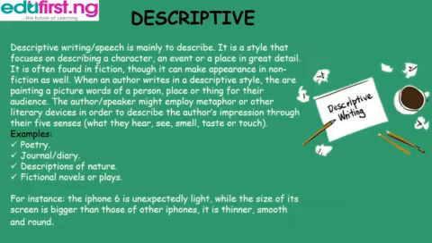For instance, the iPhone 6 is unexpectedly light, while the size of its screen is bigger than those of other iPhones. It is thinner, smooth, and round. This is describing the new iPhone 6. You've talked about the light, which is its weight. Talked about the size. The screen is bigger. You've talked about the texture, and you've talked about the shape being smooth and round.